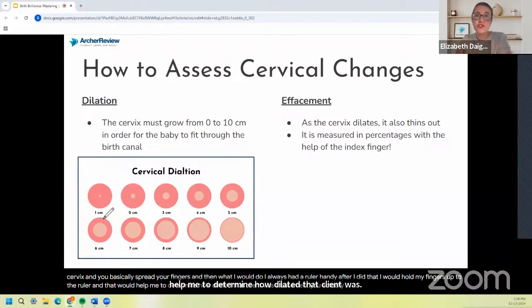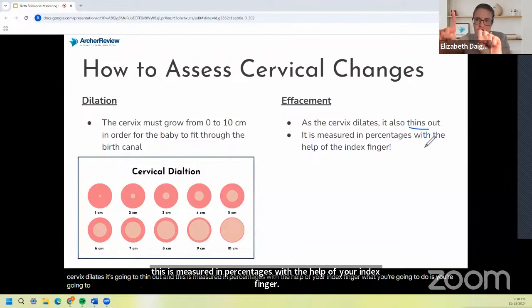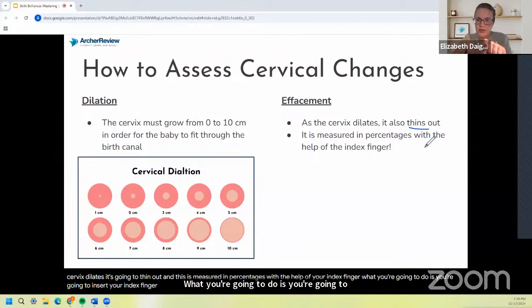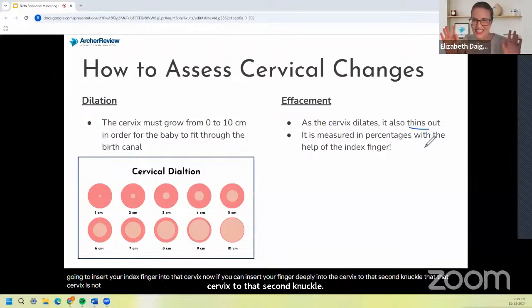Effacement, you actually use your fingers as well. Again, as that cervix dilates, it's going to thin out. And this is measured in percentages with the help of your index finger. What you're going to do is you're going to insert your index finger into that cervix. Now, if you can insert your finger deeply into the cervix to that second knuckle, that cervix is not effaced at all. It is fully thick. We would call that 0% effaced.